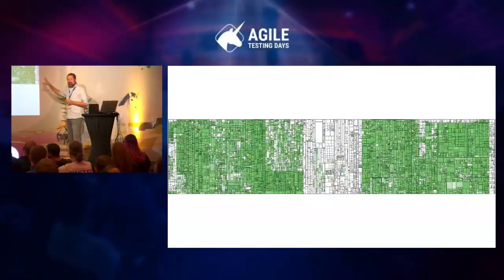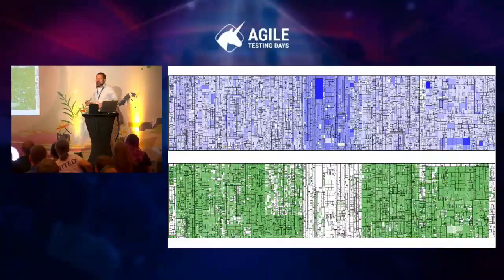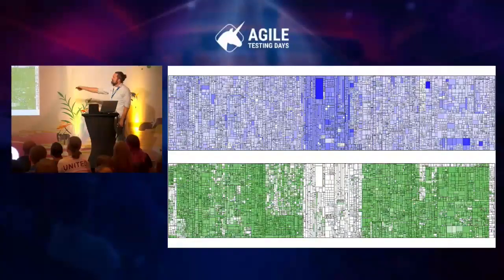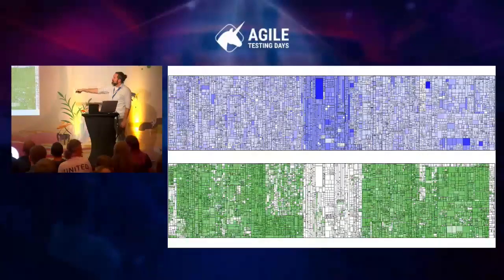Same system, same tree map layout. Green means coverage of automated tests. And if you put the two things on the same page, you see, as you already saw, that the part that has more bug fixes has way less automated coverage.